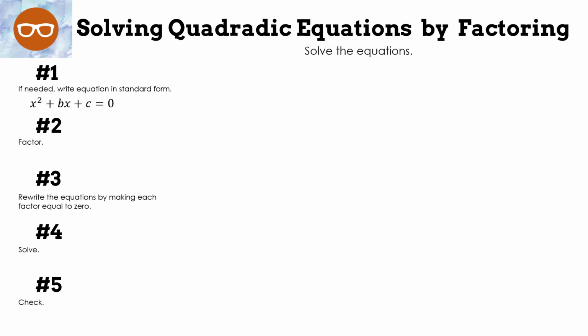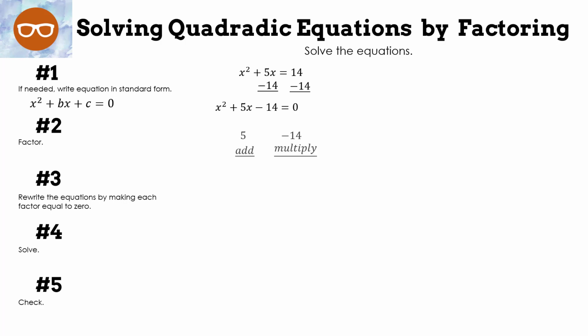Let's review that process. I have x squared plus 5x equals 14. Now the first thing we have to do is make sure that it's in standard form. Well, this one isn't, because standard form is always equal to 0. So that's why I have to subtract 14 from both sides. Now we're ready to factor.